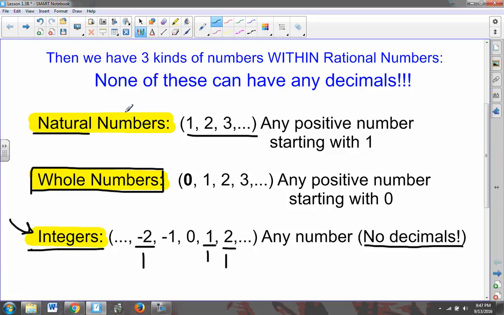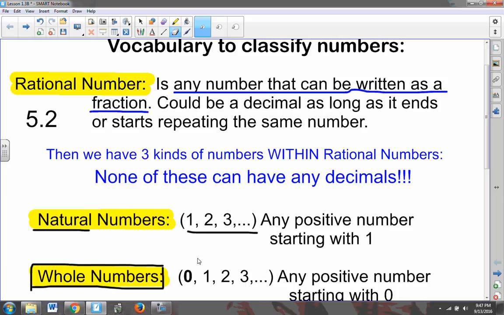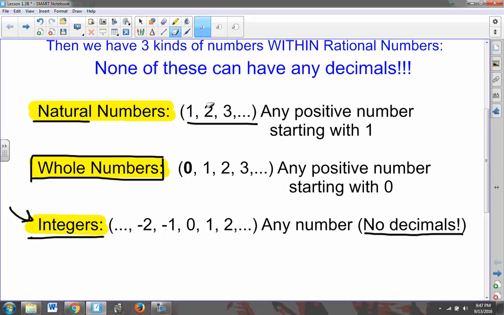Okay? So these three are very specific types of rational numbers from above. Okay, so rational numbers are fractions, and then within those we have all these ones without decimals that we could write as fractions if we put them over 1.